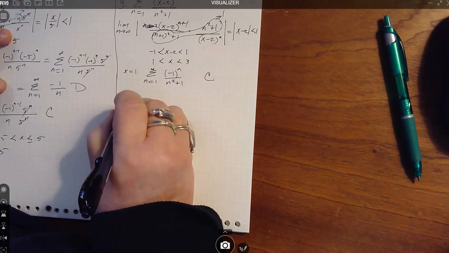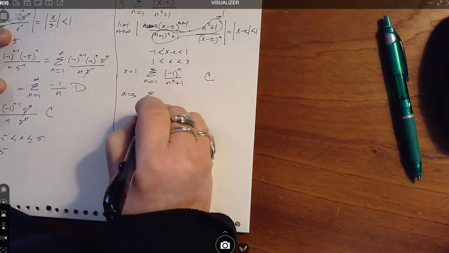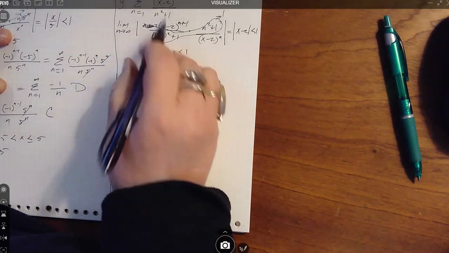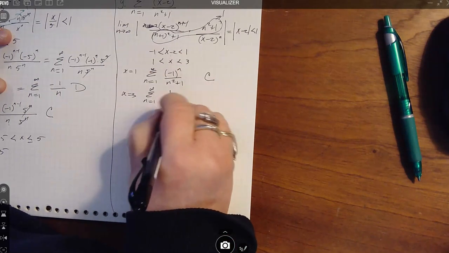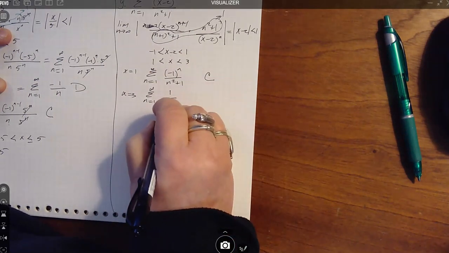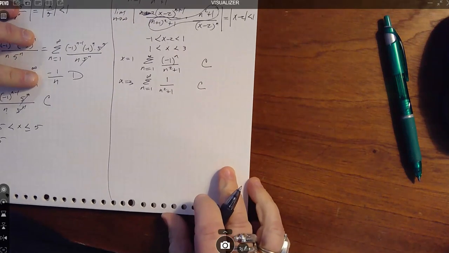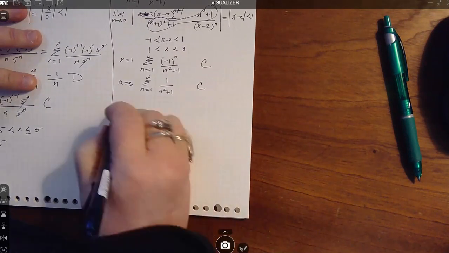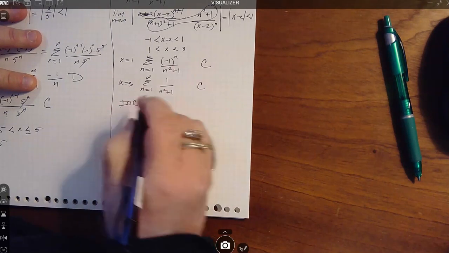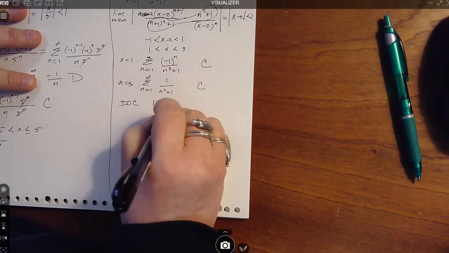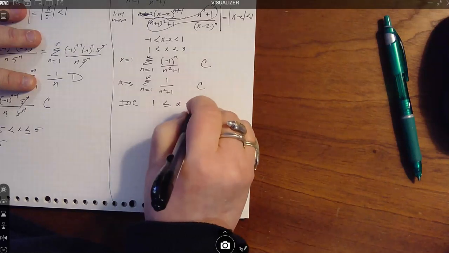If x equals 3, 3 minus 2 is 1. I've got 1 to the n on top, which is just 1, over n squared plus 1. So this also converges because my p is equal to 2. So my interval of convergence is 1 less than or equal to x less than or equal to 3.